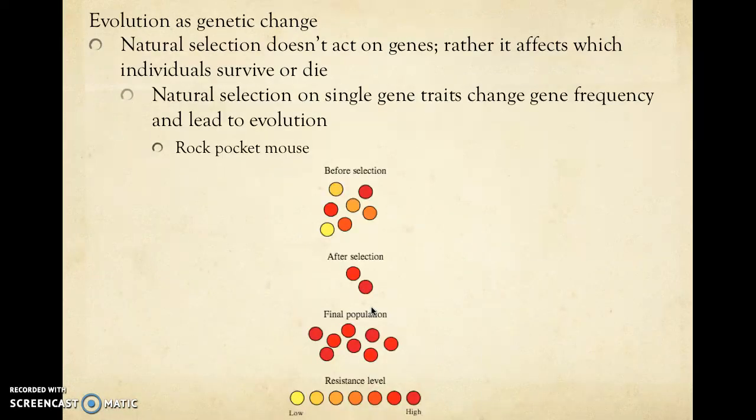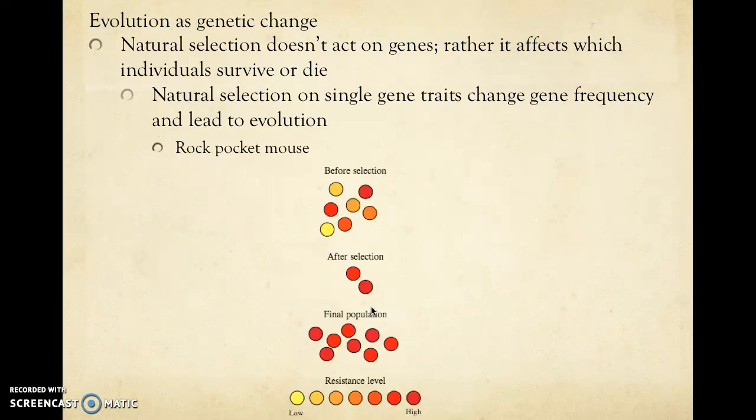Now, when we talk about evolution, natural selection doesn't act on the genes. Rather, it's affecting which individuals survive or die. So it's acting on the phenotypes, which are, of course, determined by the genotypes. So when we talk about single gene traits, natural selection is pretty straightforward. It can change gene frequency pretty easily.